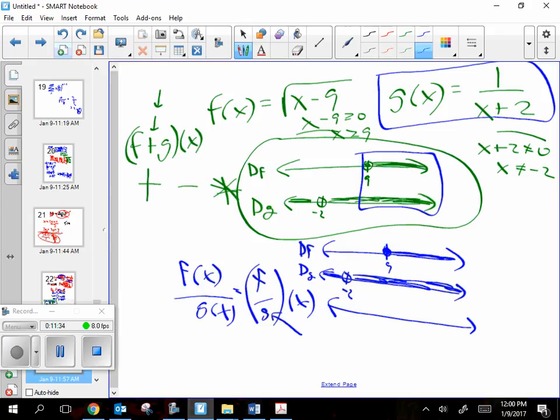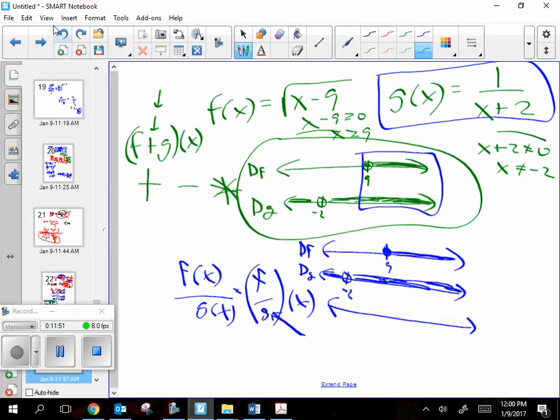So if nothing can make the g function 0, do we really have to worry about this thing crashing because the g function is 0? No. So we don't need this third number line in this case. But here's another way we could have done it.